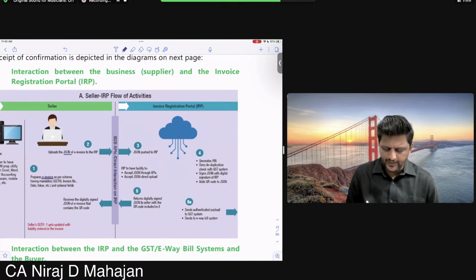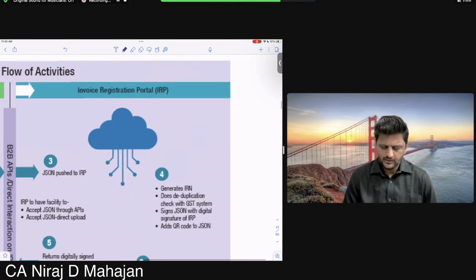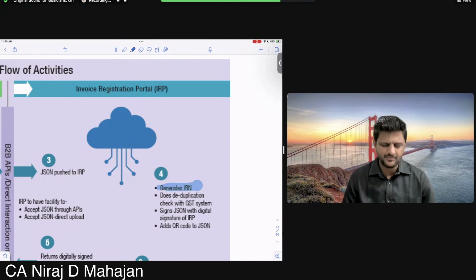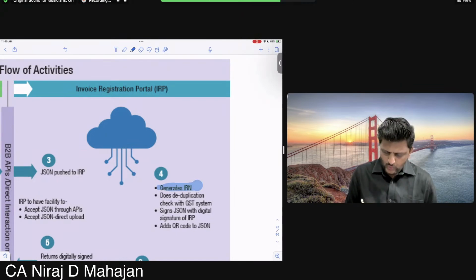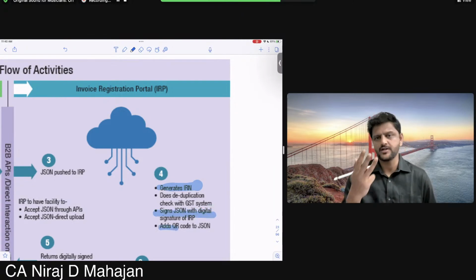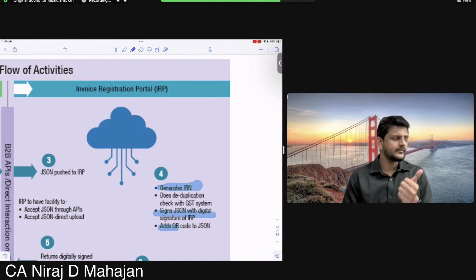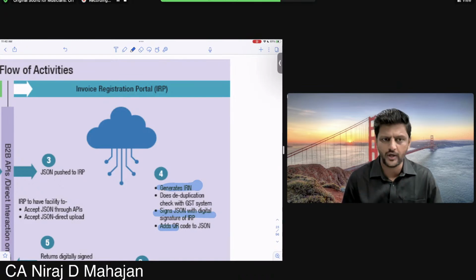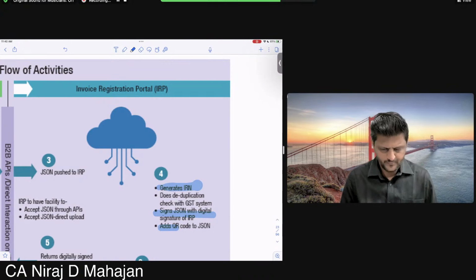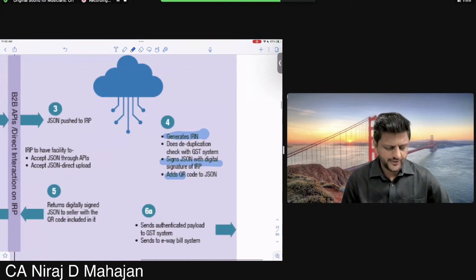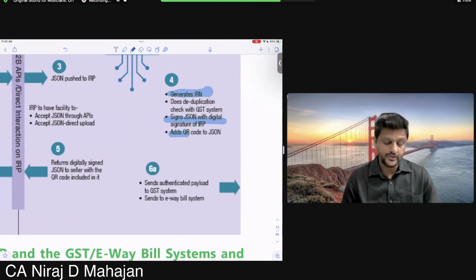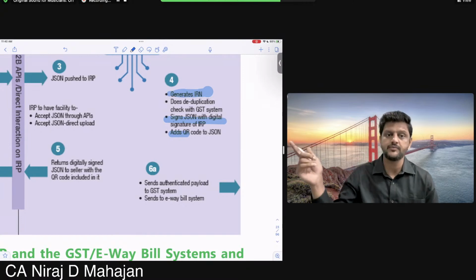What will IRP do? IRP will generate the IRN. Does a deduplication check with the GST system, all of this. Signs the JSON with a digital signature and also adds a QR code. Three things it does: creates the IRN, signs it, and also creates a QR code. Clear? Then returns the digitally signed JSON to the seller with the QR code included in it. And sends the authenticated payload to the GST system as well as the e-bill system.